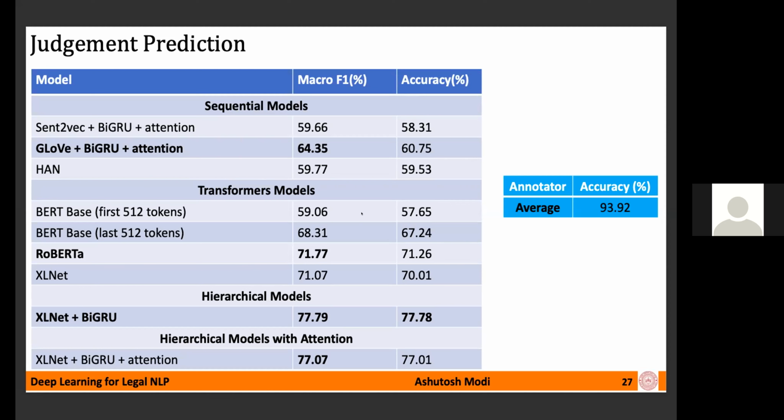The difference is due to the fact that many semantic cues towards the actual decision are present at the end of the document. We obtained the best prediction performance of about 77% using hierarchical XLNet with bidirectional GRU. However, our best performing model is still far behind the average expert's prediction accuracy, which was around 94%. So this points towards a lot needing to be done, and the task is quite complex.